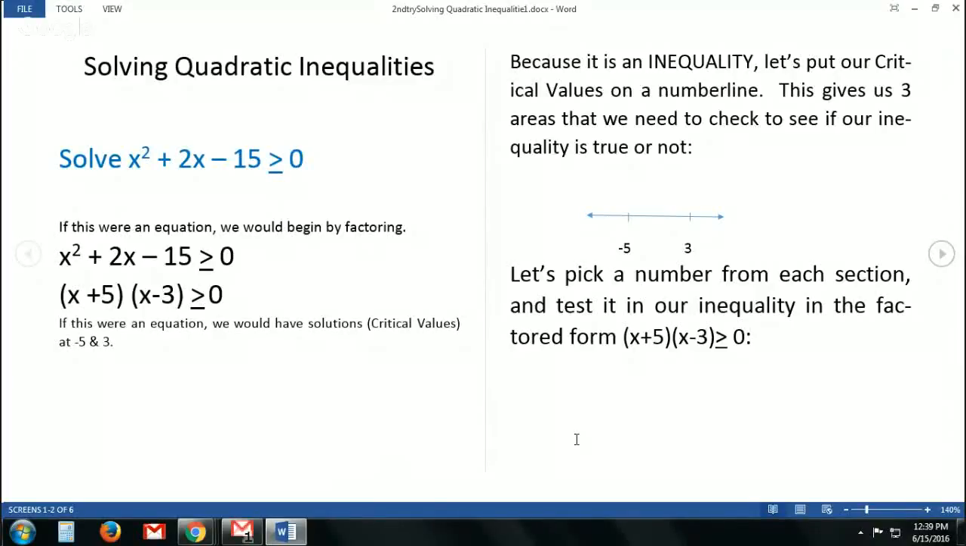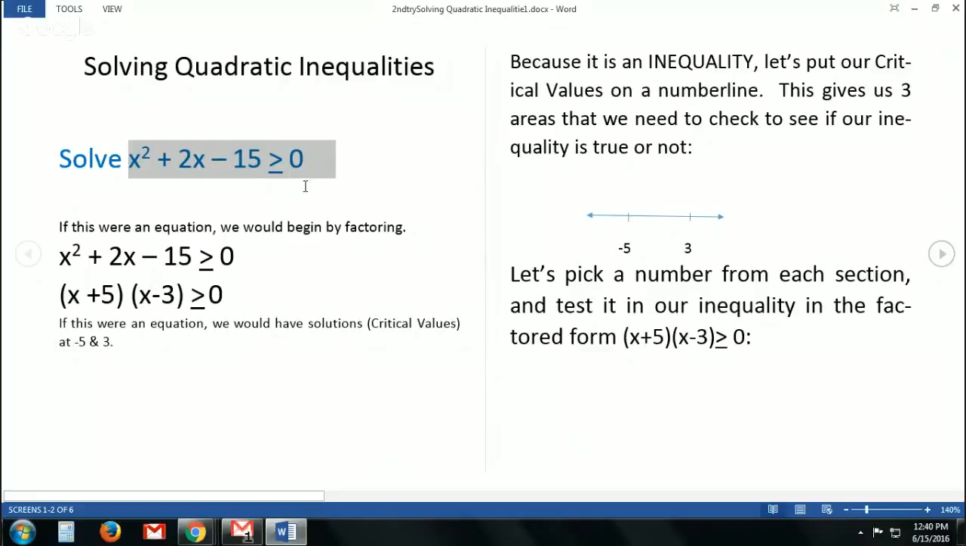Let's talk about solving quadratic inequalities. Now, remember, the word quadratic means that we have a degree of 2. The first one that we'll try will be x squared plus 2x minus 15 greater than or equal to 0.